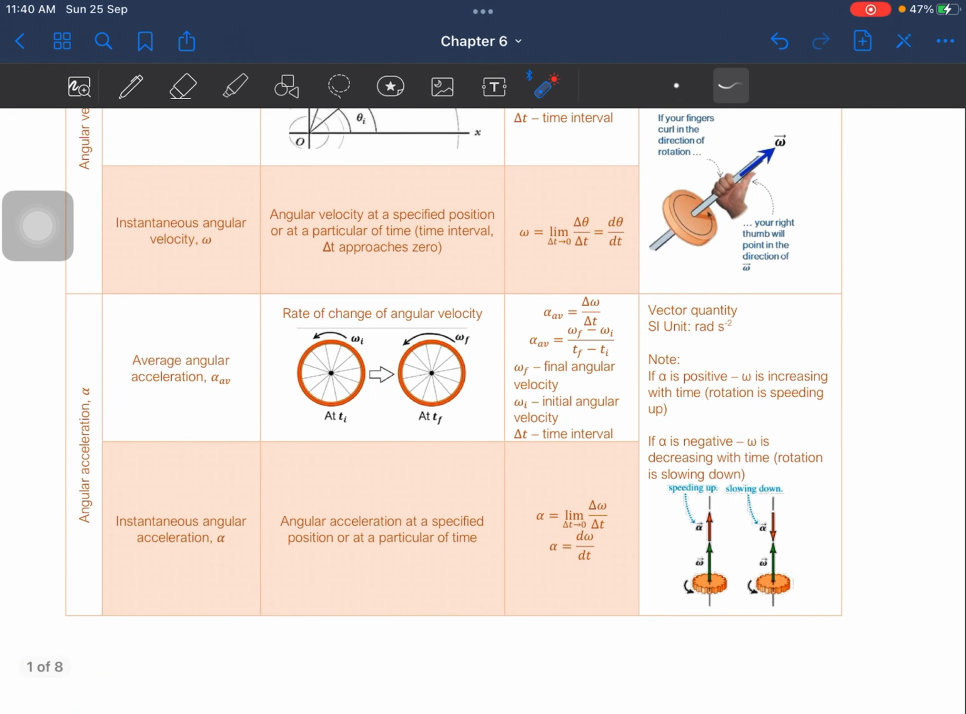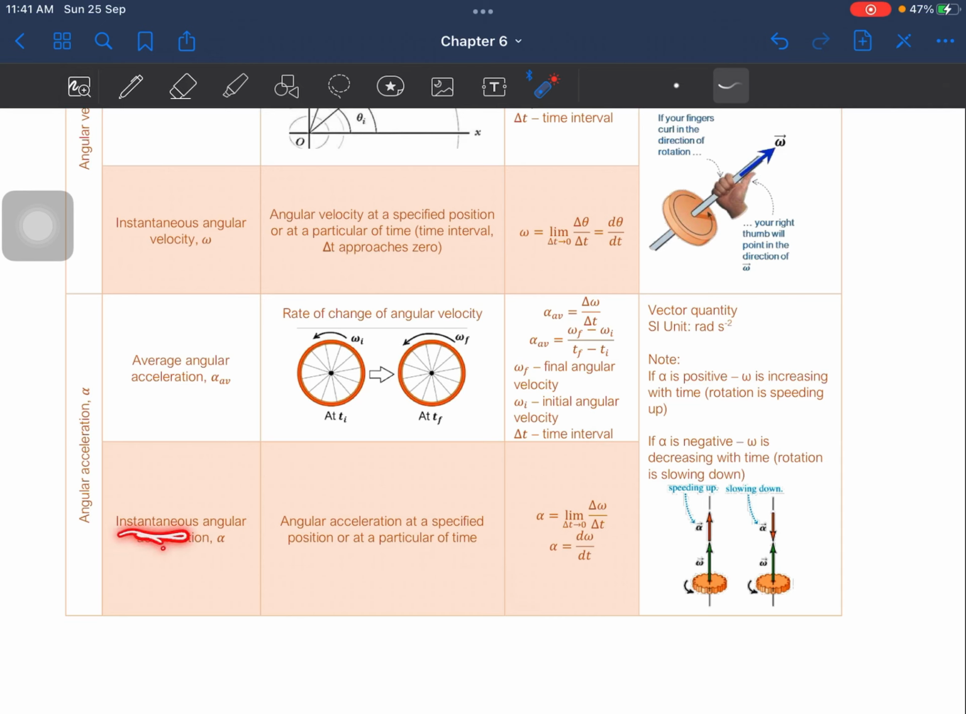Next, we have the angular acceleration. This is the Greek letter alpha. So we have average and instantaneous. The average, the definition is the rate of change of angular velocity. Okay, so it is a vector quantity with the SI unit of radian per second squared. So if the alpha is positive, it means omega is increasing with time, meaning the rotation is speeding up. If it is negative, omega is decreasing with time, so the rotation is slowing down.